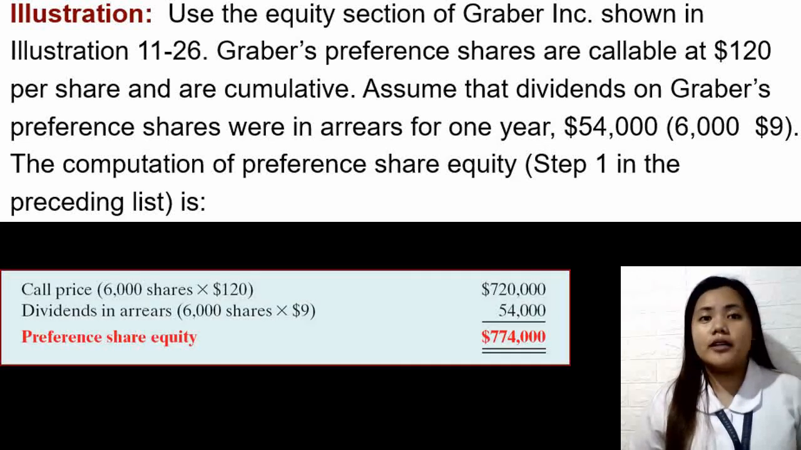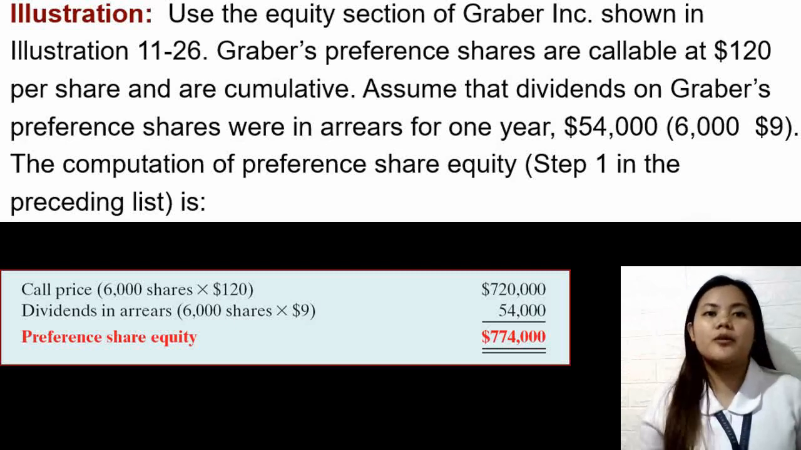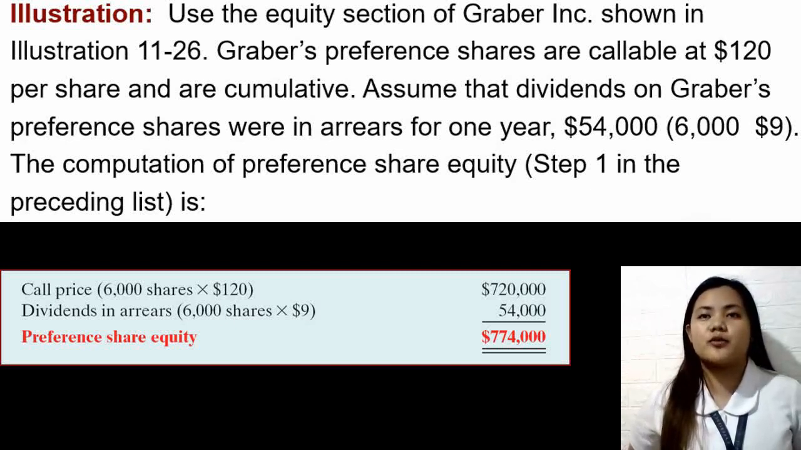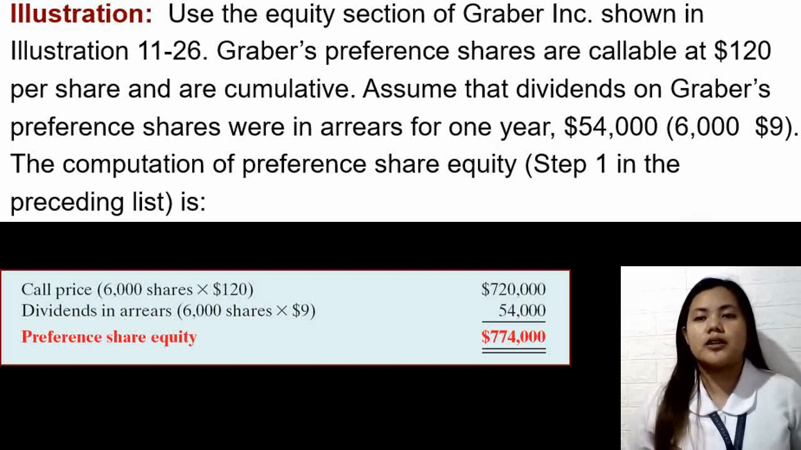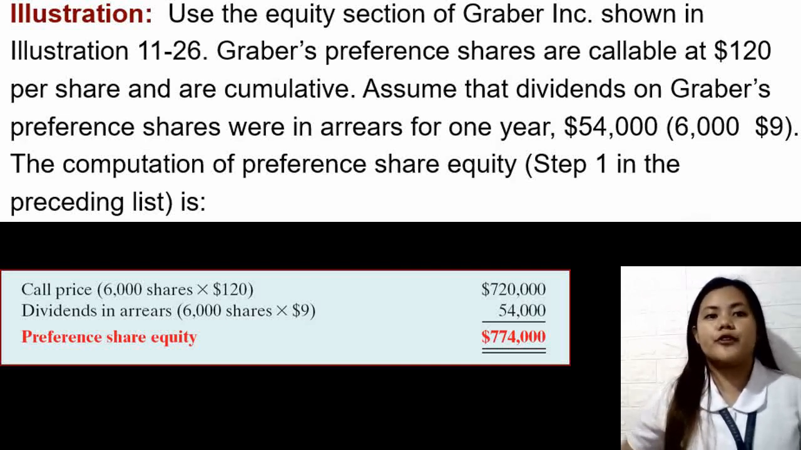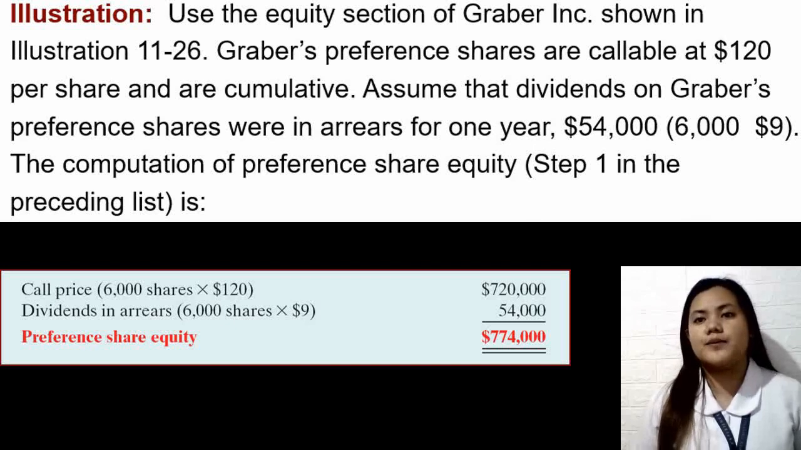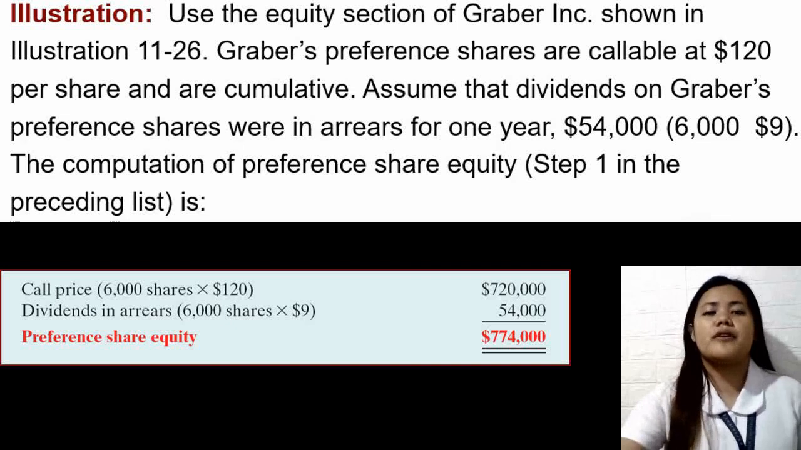So the computation of preference share equity. So step 1, we should know the preference share equity. The call price there is $120, so we multiply it by the shares, which is 6,000. So it will result to $720,000. And the dividends in arrears is $600,000 shares, we multiply by $9, so it is $54,000. So for the preference equity, we just add it up, so it would result to $774,000. So now we know the preference share equity.